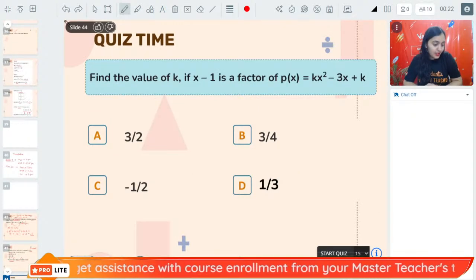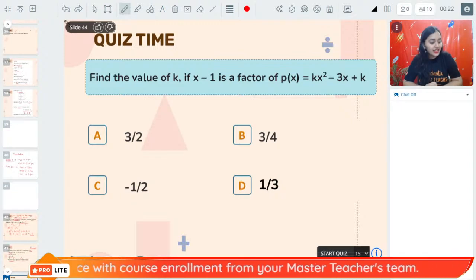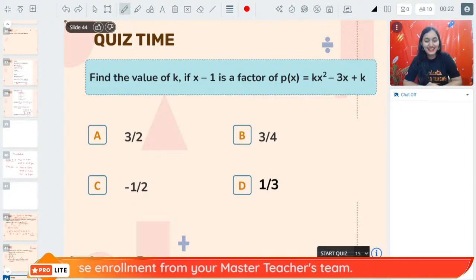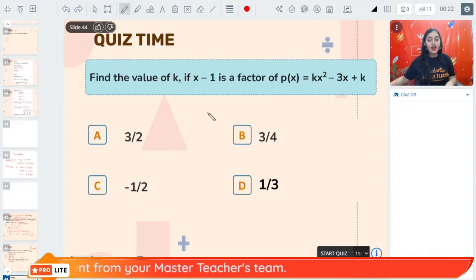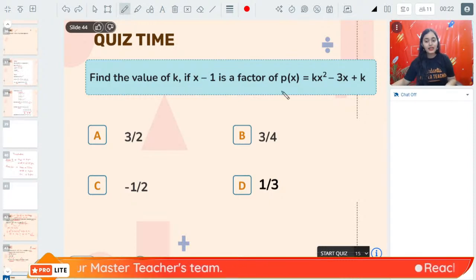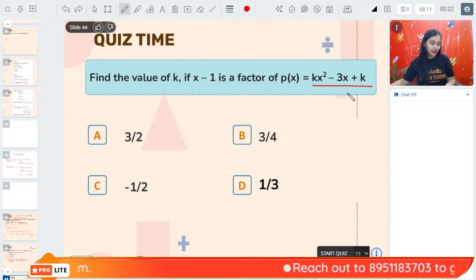Ready? Everybody, let's solve some questions. Yes, Arushi, you're half correct. Let's solve some quiz questions. Find the value of k if x minus 1 is a factor of p(x), where p(x) is kx square minus 3x plus k.